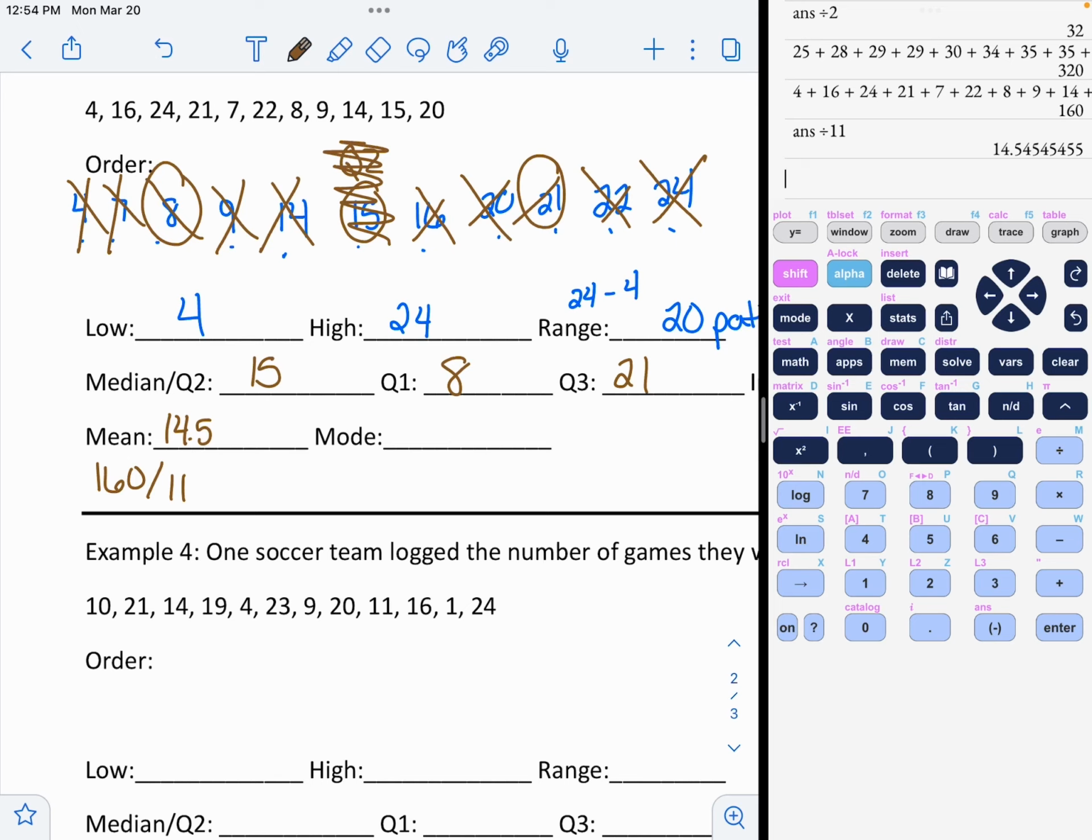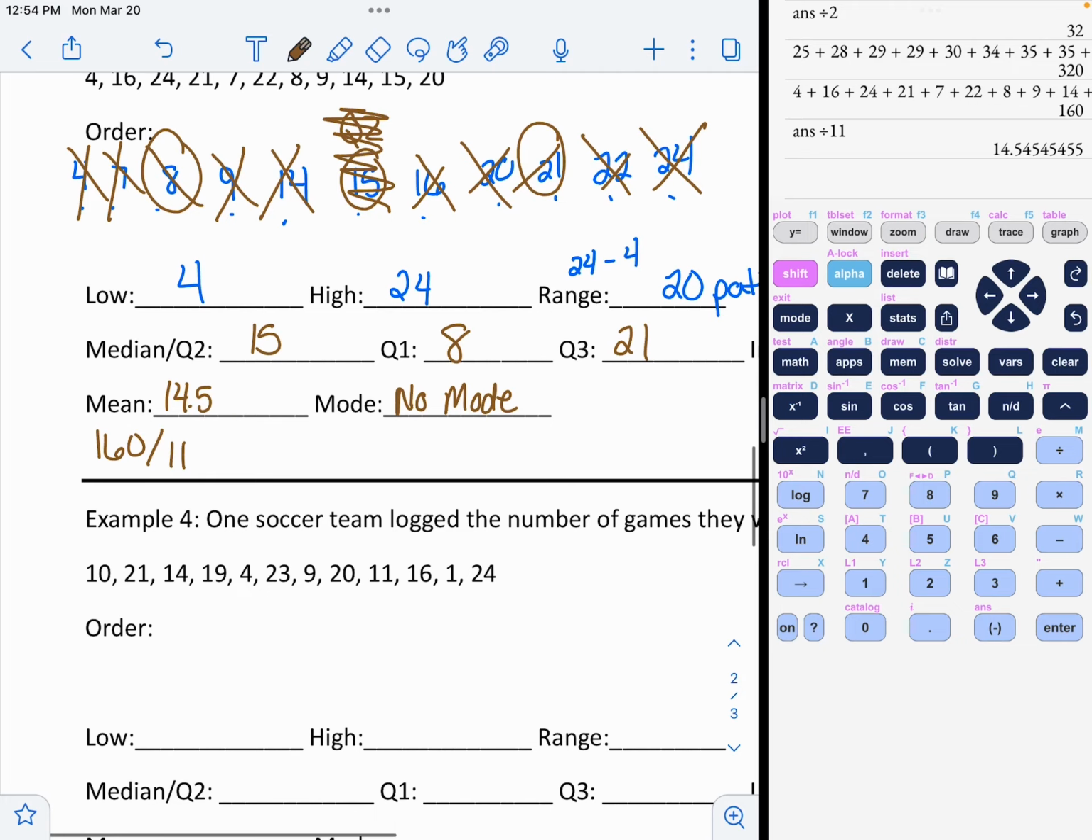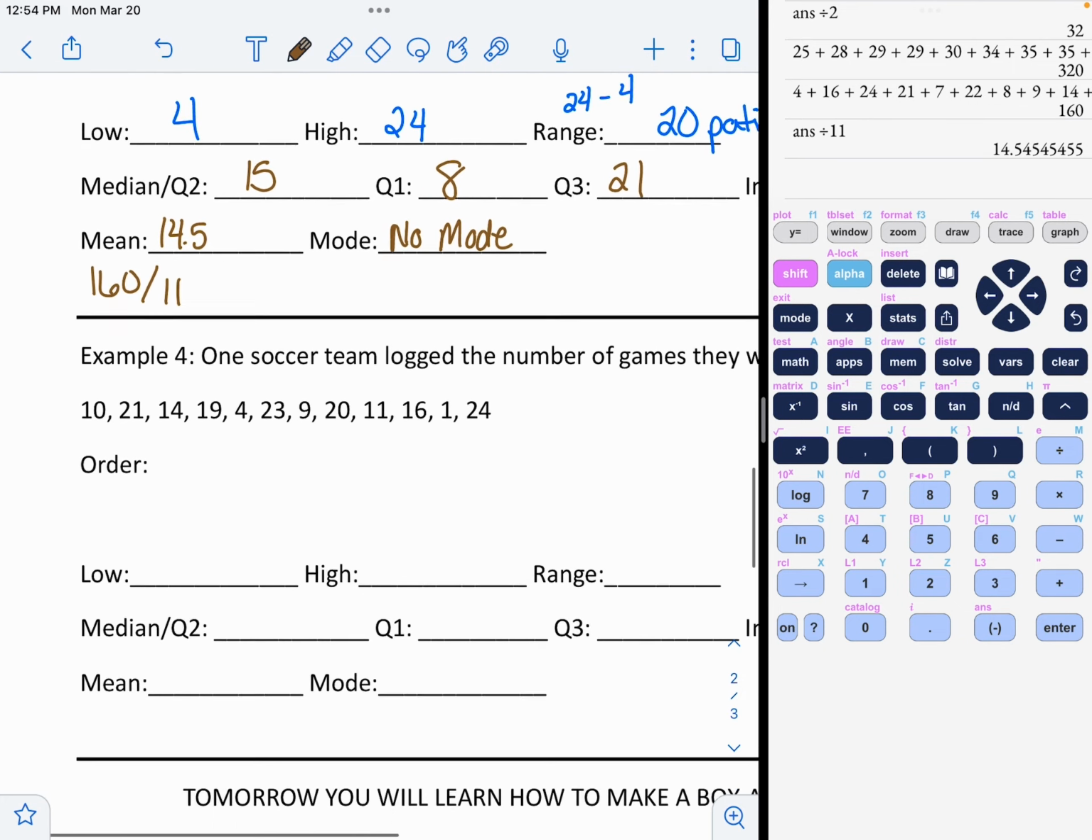And the mode is the one that happened the most. Let's see. I have absolutely no repeats, so you're just going to write no mode. Nothing repeated. It doesn't mean all of them are the mode. There's no mode. All right, example 4.